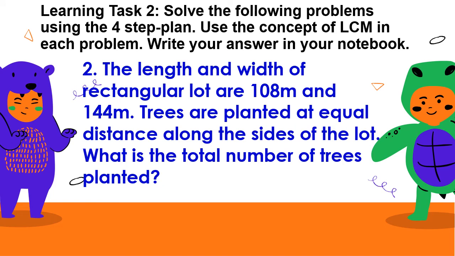Number 2. The length and width of rectangular lot are 108 meters and 144 meters. Trees are planted at equal distance along the sides of the lot. What is the total number of trees planted? For this one, I guess, wag na tong sagutan kasi may kulang dun sa tanong. So, you will not be able to answer these by getting the LCM. So, wag na to ha. Next.